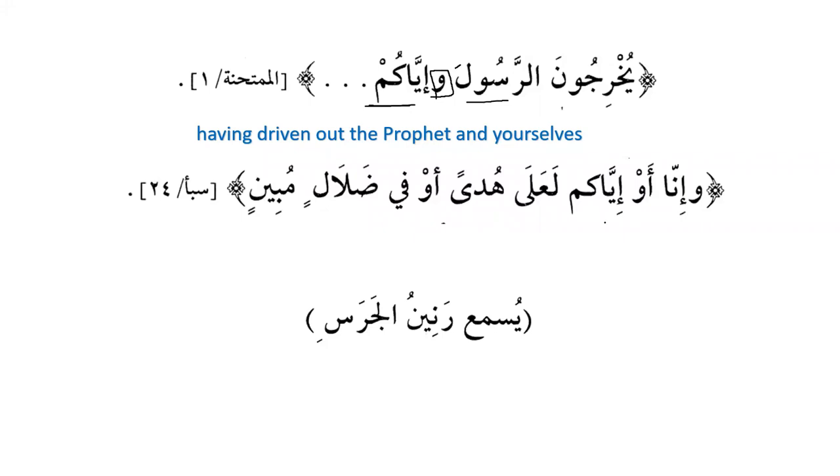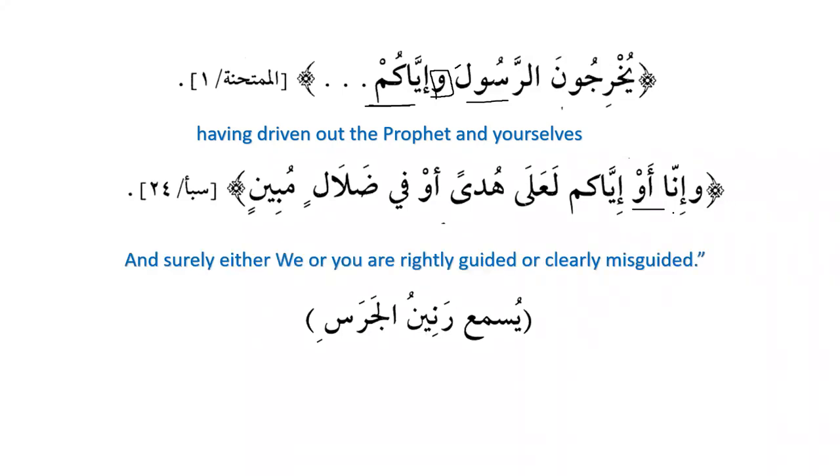Wa inna aw iyyakum la'ala hudan aw fi dalalin mubin. Now we can see here that after aw, which is also harf atf, we can also use iyyakum or we can use iyya. Wa inna aw iyyakum, and surely either we or you are rightly guided or clearly, sorry, misguided. Wa inna aw iyyakum la'ala hudan aw fi dalalin mubin. And dalal, as we know, is the masdar of dalla yadullu dalalan, and mubin.